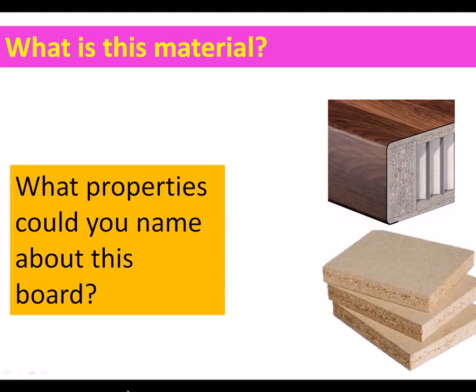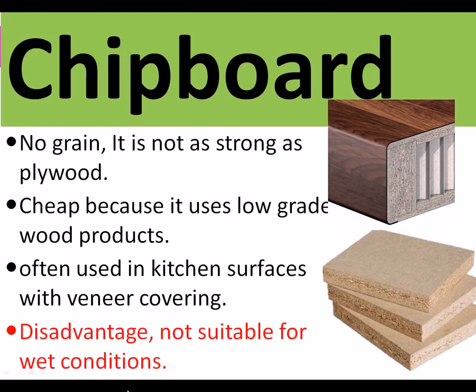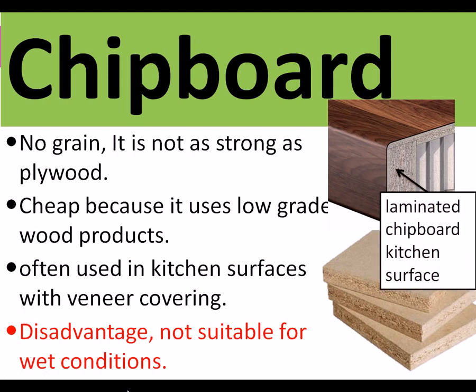What's this material? This is the one made out of little wood chips, and it is called chipboard. Chipboard. What can we say about chipboard? There's no grain, so it's not as strong as plywood. It is very cheap because it can use the lowest grade wood products. It can use the wood that is not able to be used for other wood products. It's often used in a thick form for kitchen surfaces, but it needs a plastic coating on the outside because if it gets wet, it absorbs water, swells up, and it's not good to use.